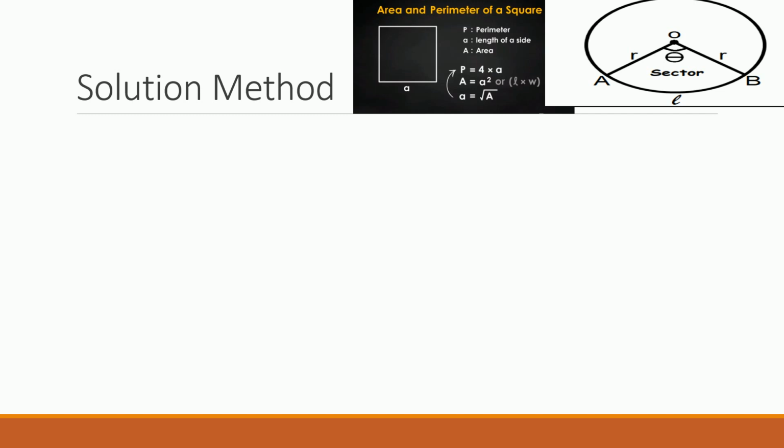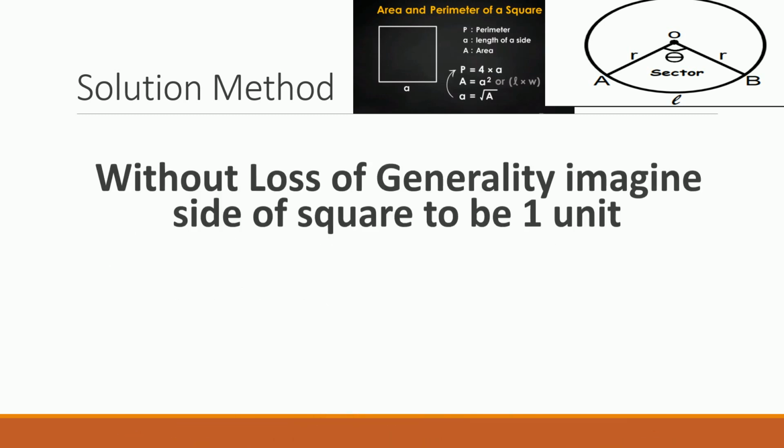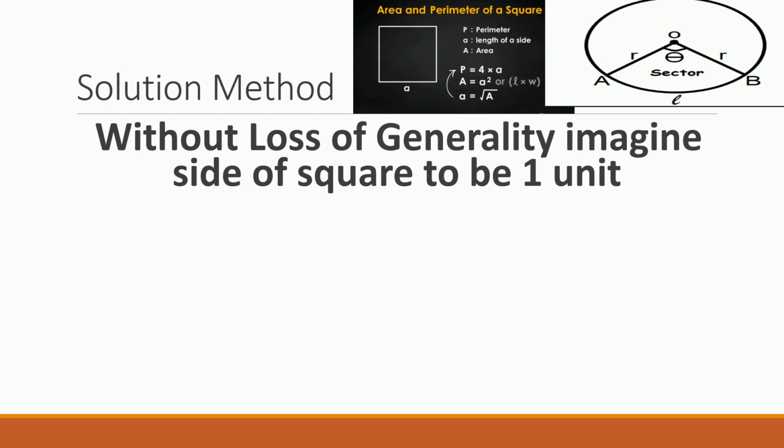So after understanding the three concepts, we will enter into the actual solution of the problem. I solved this problem by two methods. Without loss of generality, just imagine the side of the square to be 1 unit. Why I am saying without loss of generality? Because the units are not mentioned. That is why the size of the square, that is side of the square, may be imagined as 1 unit.